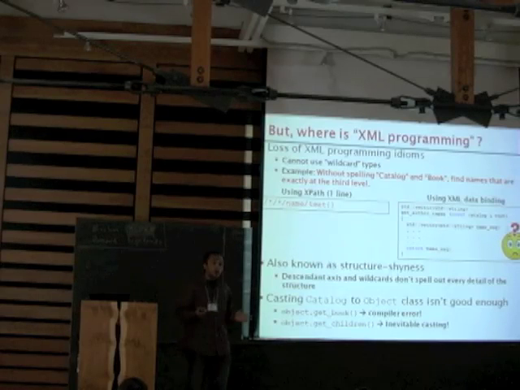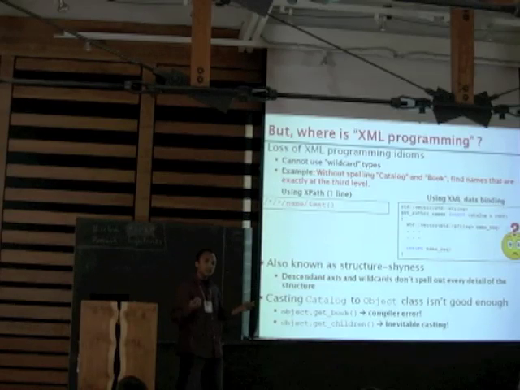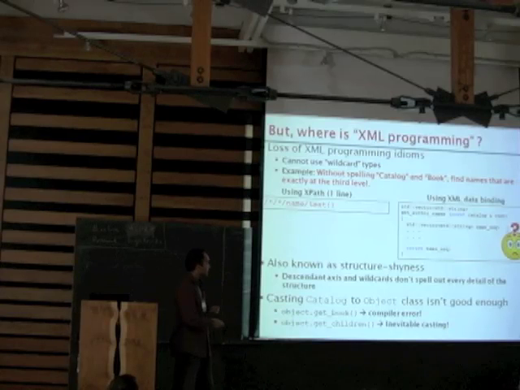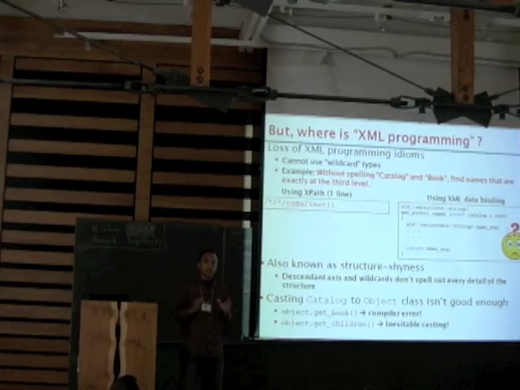There are some other techniques maybe you can use. You can cast it back to object, maybe, if your data binding tool supports that. Maybe you can use object.getChildren. You'll get all the children, but they're all object, not a book or an author. So casting is inevitable there. We are not interested in those because we want to stay completely typed as much as possible.